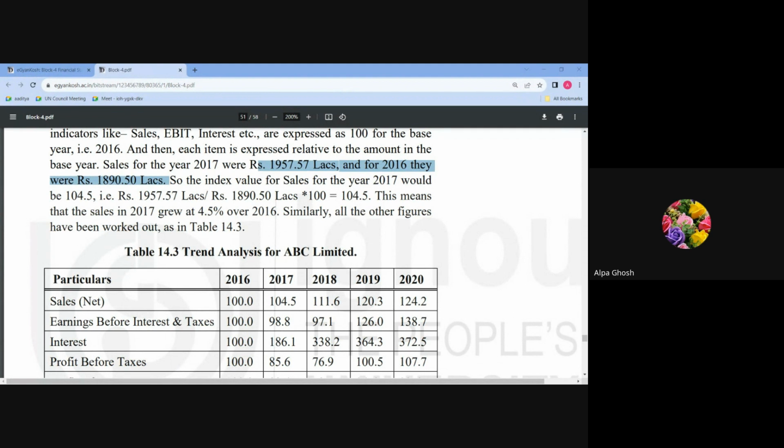For ratio analysis, all this information is given as a hypothetical figure. Am I clear? So that's all for the day from my side. We have covered all the topics. Now it's your turn to practice it. I have made you understand.